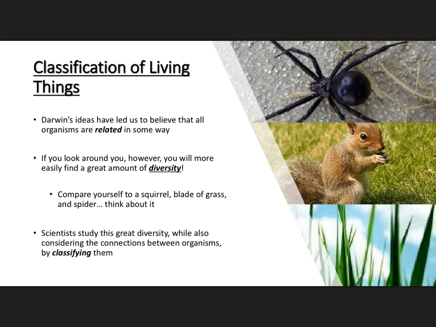And Darwin really helped us to focus on the fact that most of us or all of us are related in some way on our planet, right? All the different forms of life. But what I often think of is that the diversity on our planet is a lot easier to observe than the unity on our planet, right?